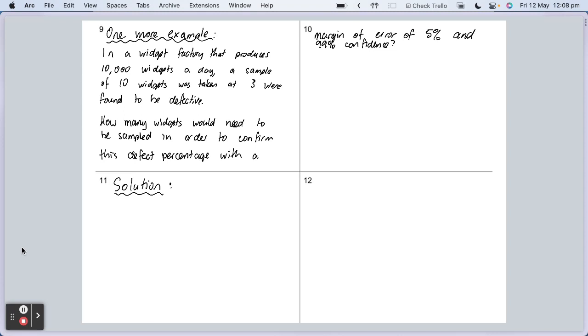Okay, so we have a sample of 10 and our attribute is defectiveness. So we've got a sample of 10, 3 were defective. What would the sample proportion be? Yeah, 0.3. 30%. So that's a pretty high defective rate, isn't it?